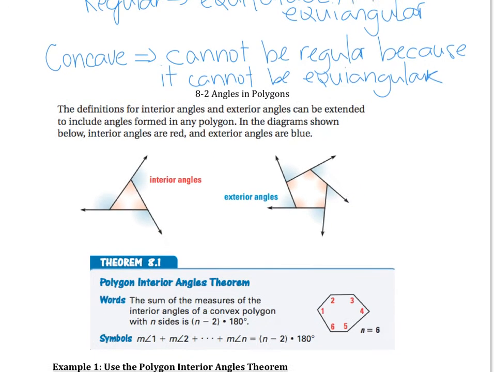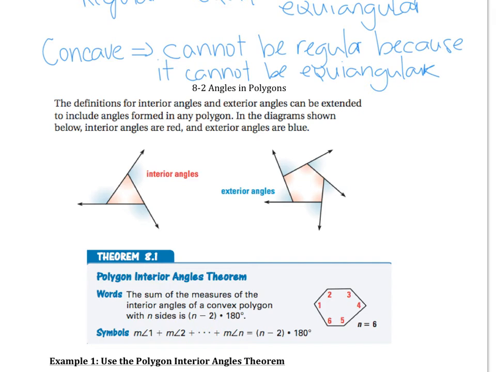Okay, moving forward, we're going to talk about the angles in a polygon. If you look at these two polygons, the red inside angles are the interior angles, highlighted in red in both of these. If we extend the sides in only one direction, one extension per interior angle, the outside angle created, in blue, is called an exterior angle.